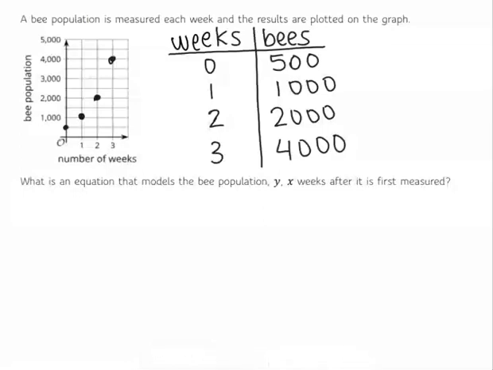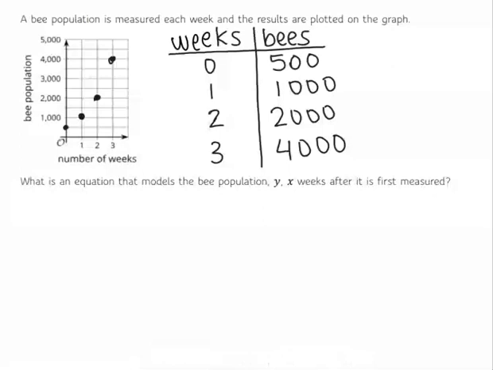Looking at this table, I can see that I do not have a linear relationship because the number of bees is not increasing by adding the same amount every week. We can also see this on the graph. If I were to connect the points, they would not make a straight line, so that confirms that this is indeed not a linear situation.